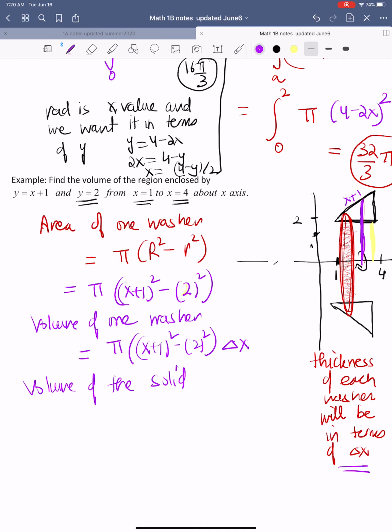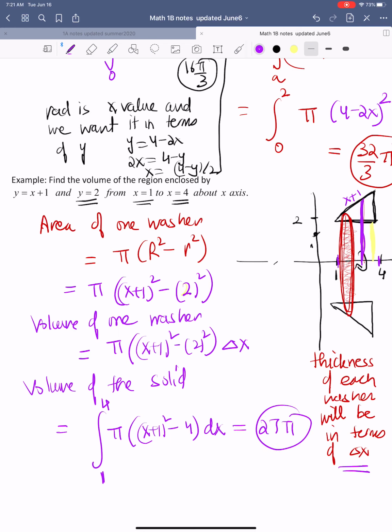Volume of the solid is going to be, what are going to be the bounds of integration? Well, you can see your washers are going to start at 1 and they're going to end at 4. So from 1 to 4, and then pi times x plus 1 squared minus 4 dx. Okay, go ahead and evaluate that integral. I believe it's going to come out to be 27 pi. Check with your calculator, or work it out manually and make sure this is the right answer. Okay, that's an example with the washers in there.